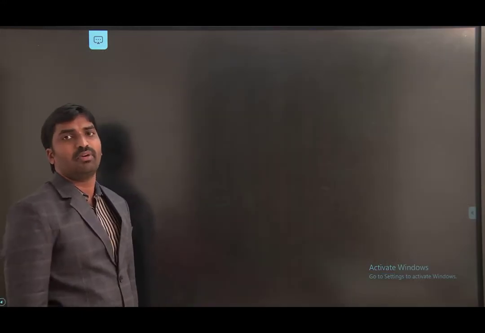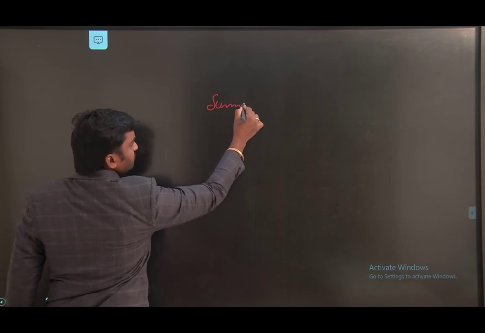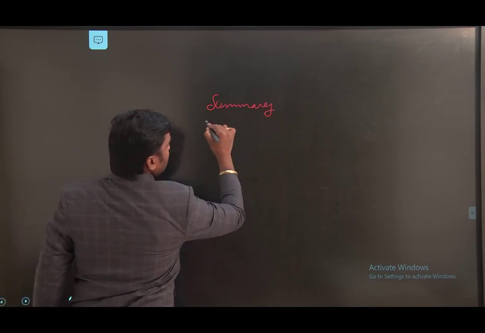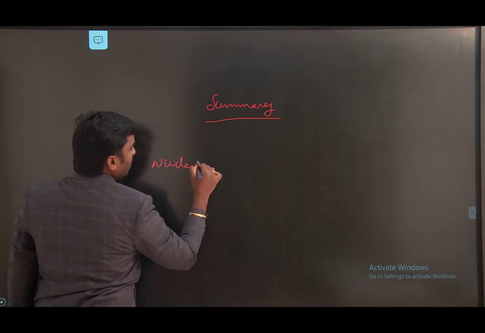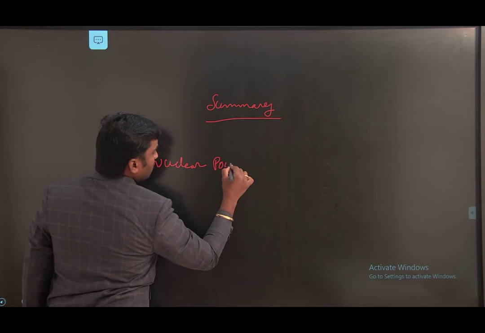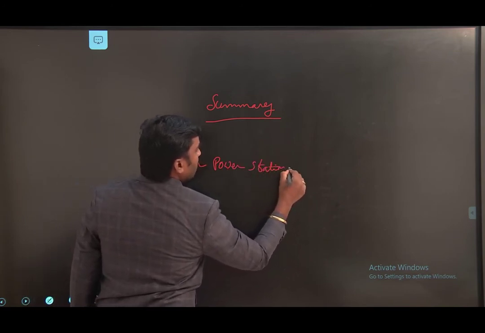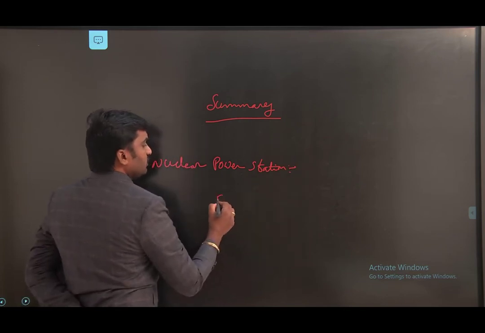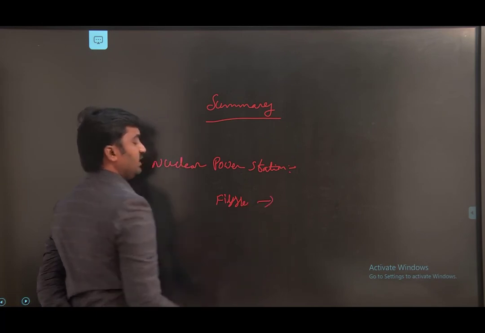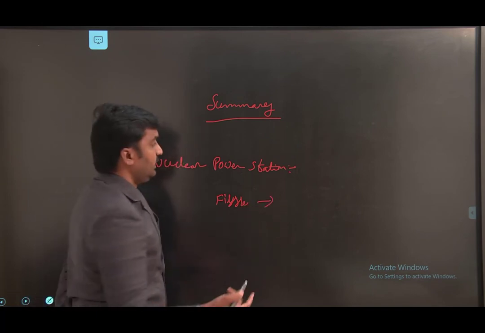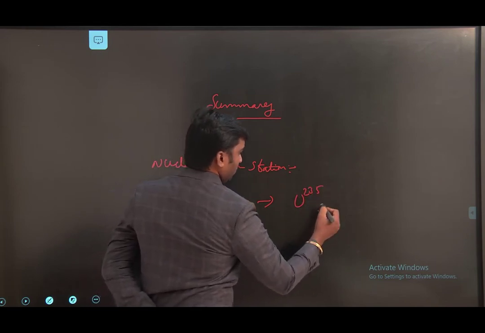I would like to summarize the nuclear power stations. So, summary. First, nuclear power station. In a nuclear power station, the main important thing is the fuel. Generally in the nuclear power station we are using fissile materials. What is meant by a fissile material? It continuously gives an amount of heat energy. Here generally we are using uranium 235 and plutonium 239.